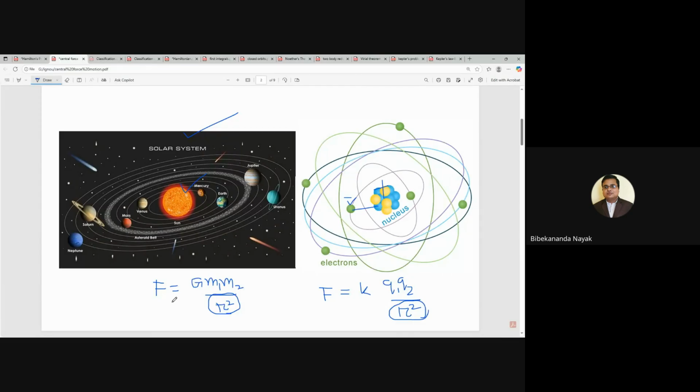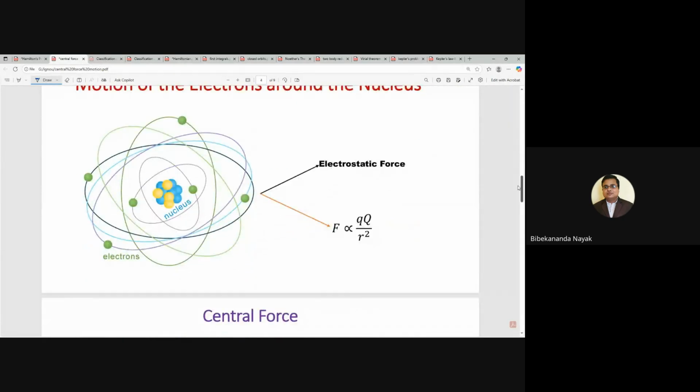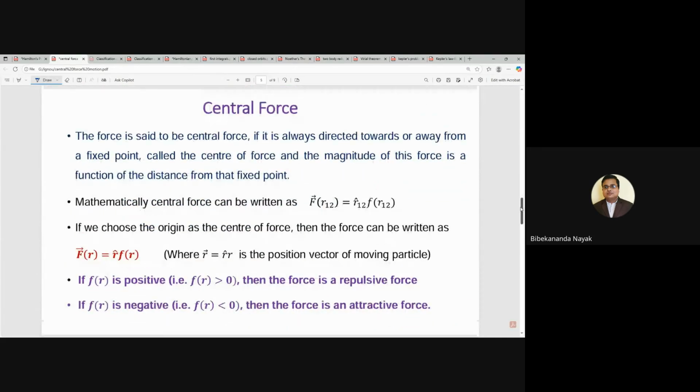And these two types of forces are actually called central force, and it is always directed towards or away from a fixed center, which means the sun. These planets are moving, and if you measure the force, the direction is always towards or away from the sun. Here also the force is directed towards the nucleus. That type of force is known as central force. The force is said to be a central force if it is always directed towards or away from a fixed point called the center of force.